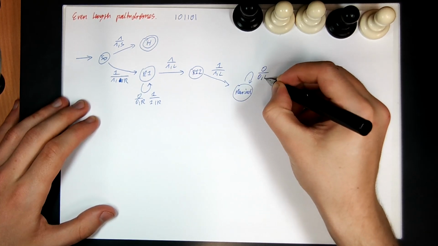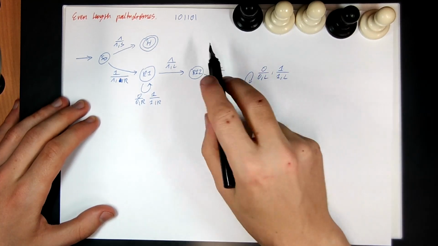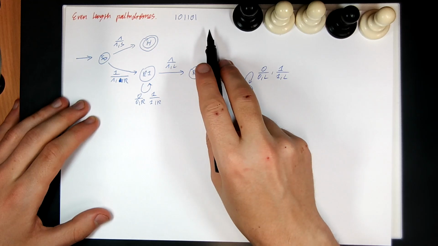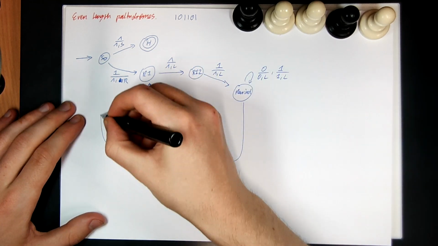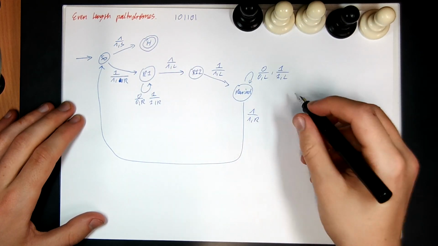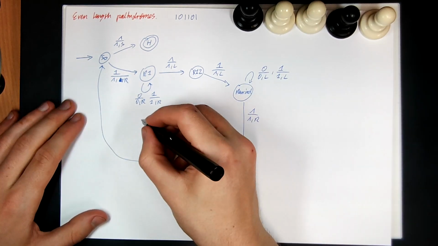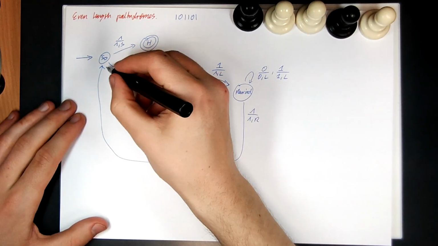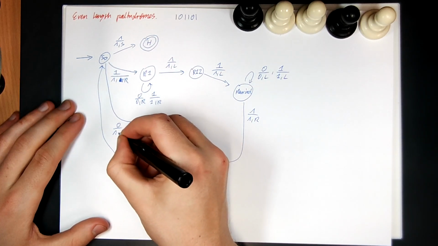See a 0, write 0, move left. See a 1, write a 1, move left. See a blank, write a blank, move right, and then go back to the start. See a blank, write a blank, move right, start all over again. And then we can have an analogous case for the 0, just as before. So remember 0. See a 0, write a blank, move right.